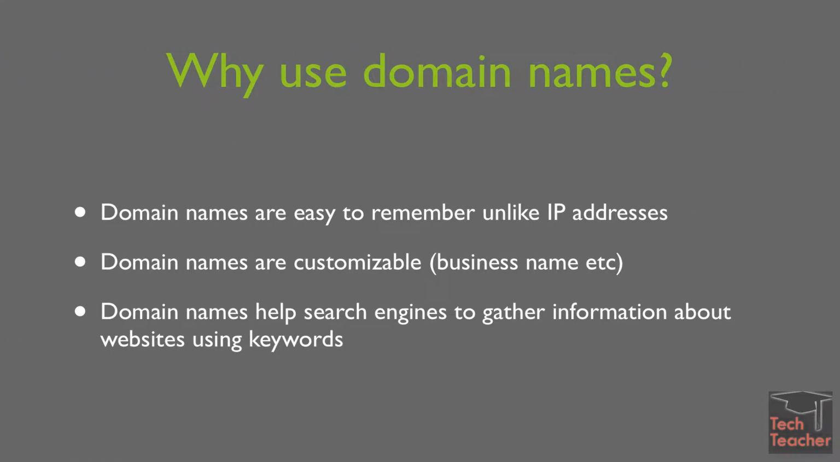So why actually use domain names instead of just IP addresses? That way we could scrap the DNS system. Well, domain names are easy to remember, unlike IP addresses. It would be hard to remember a long IP address, whereas it would be easy to remember a domain name such as youtube.com, ebay.com. And domain names are customizable.